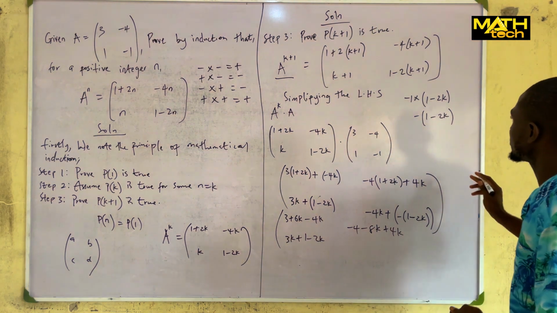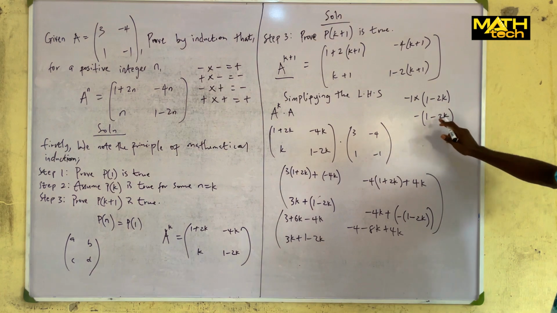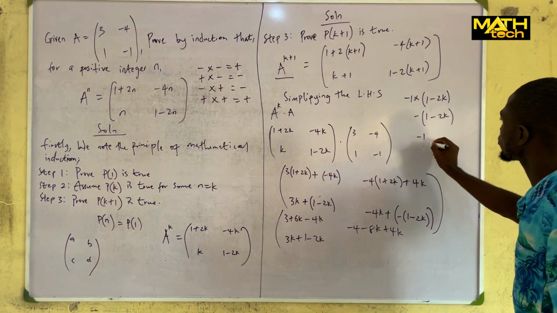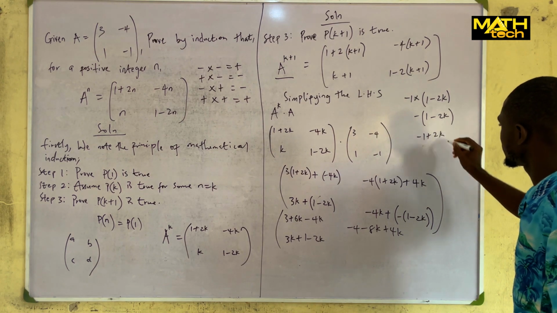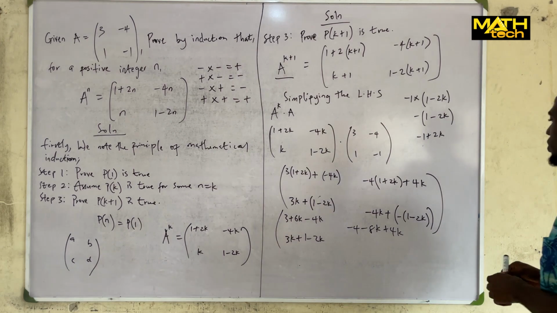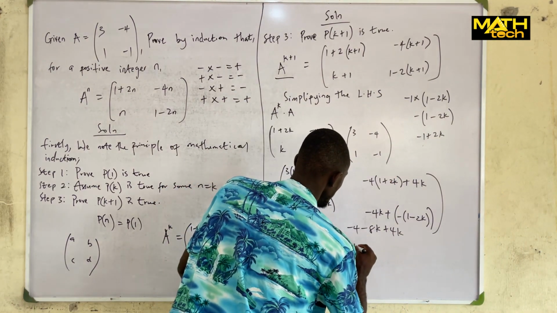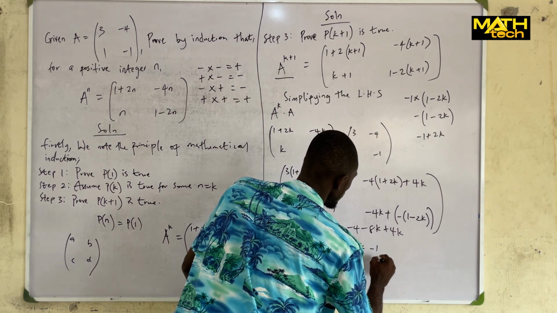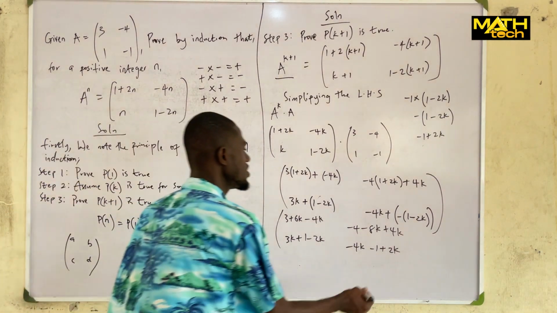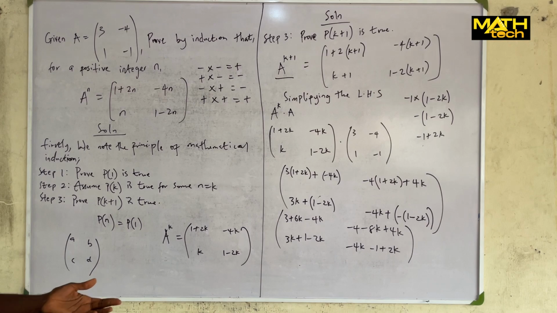So here we are having this simple expression, minus bracket 1 minus 2k. So using this negative sign to open the brackets, we'll have it what? Minus 1 plus 2k. So what we then have here will then be minus 4k minus 1 plus 2k. So this is how we will simplify it. Then we pick like terms.